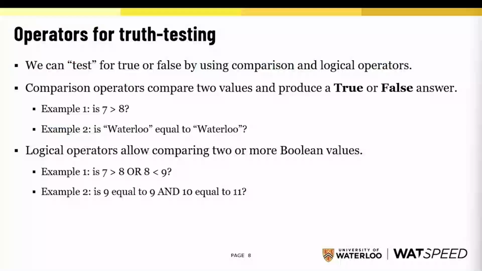But we can also combine Boolean expressions. So for example, we could say, is 7 greater than 8, or is 8 less than 9? We can also say, is 9 equal to 9 and 10 equal to 11? So we can write different tests for True or False by using our comparison operators and by combining these comparisons using logical operators. So what do these comparison operators look like in Python?